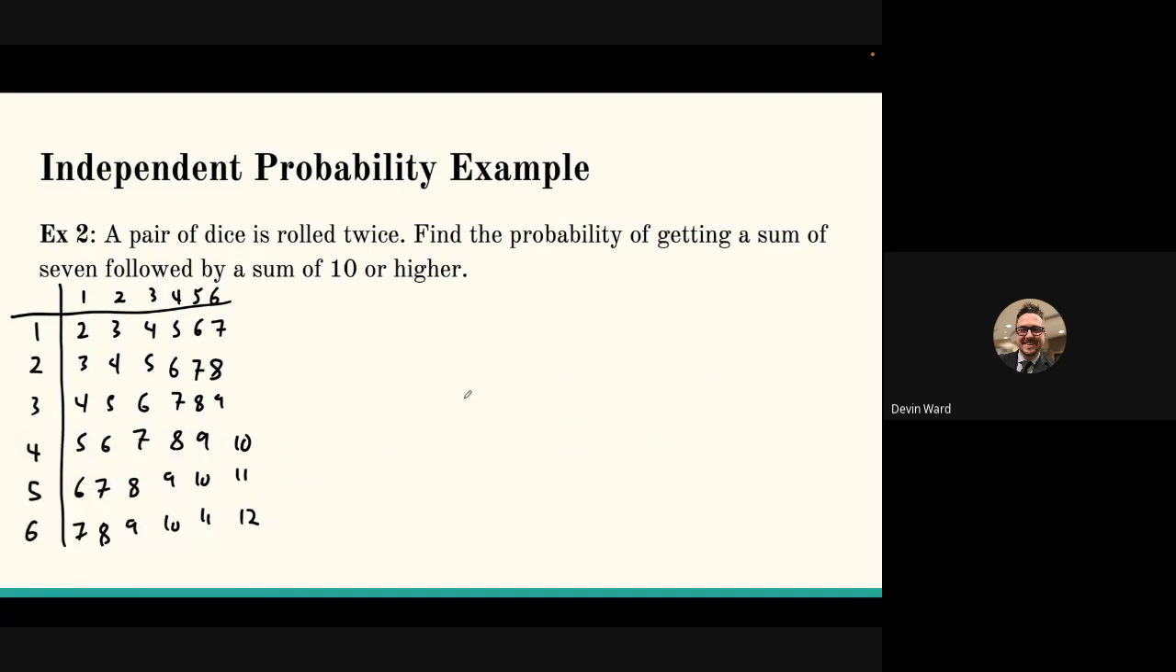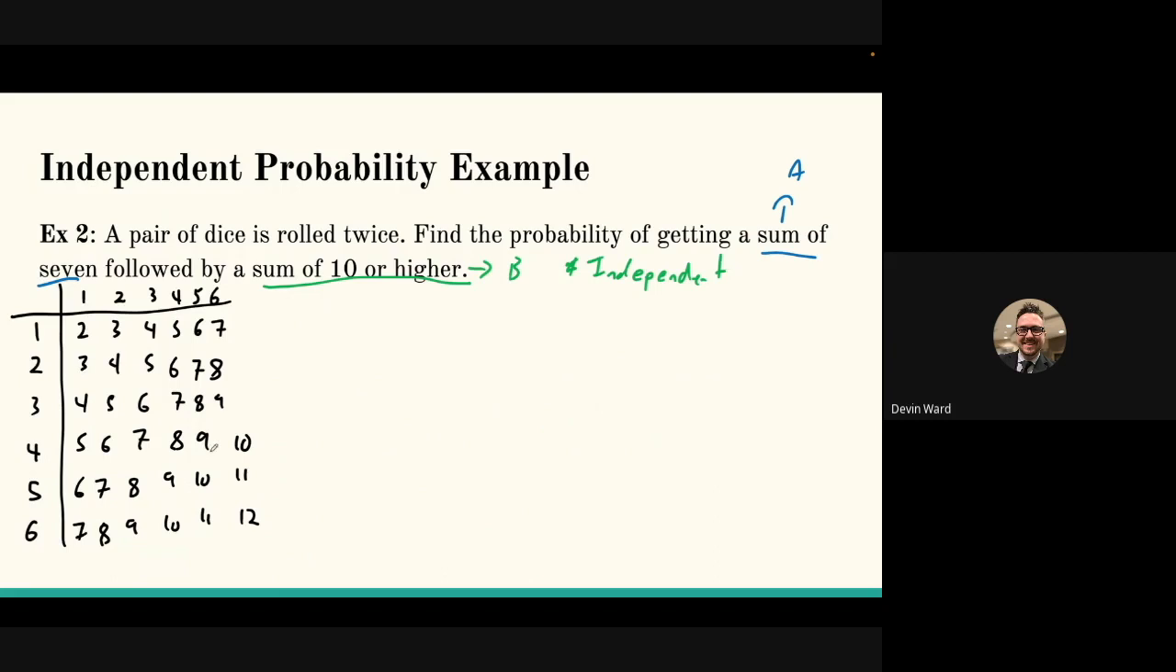Okay, so let's say getting a sum of 7 is going to be A. And getting a sum of 10 or higher will be B. Does it matter what our first sum is? Is that going to affect what our second sum is? No, it doesn't at all. They're independent. Our first roll doesn't affect our second roll at all.